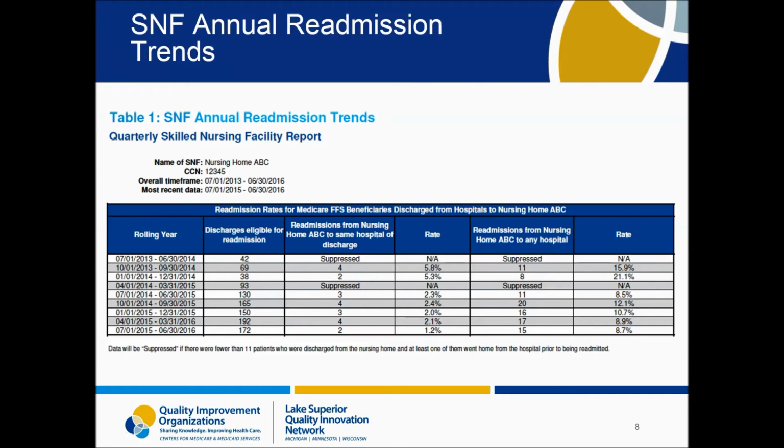In all other cases, the first column of data shows discharges and the next two columns show readmission numbers and rates for people discharged, readmitted back to the same hospital. The final two columns show patients readmitted to any hospital.